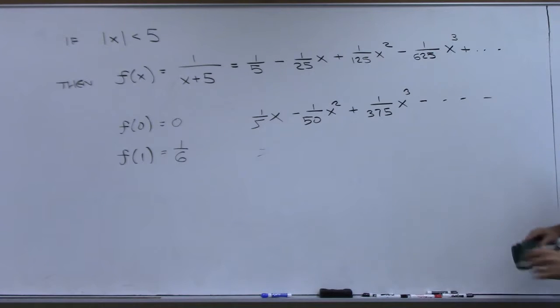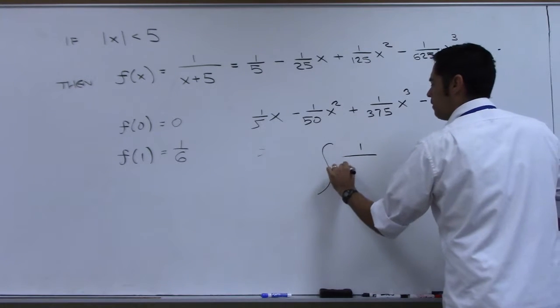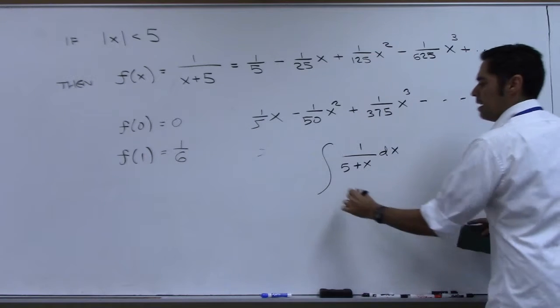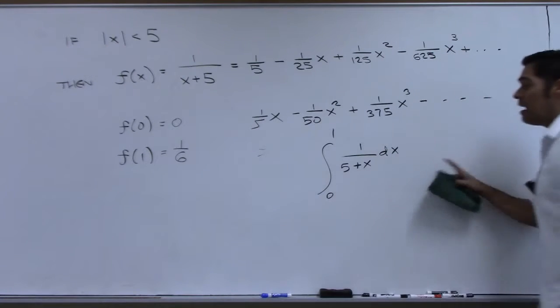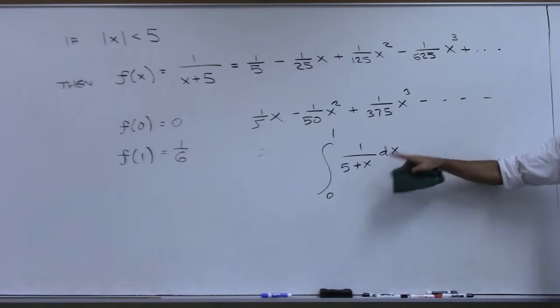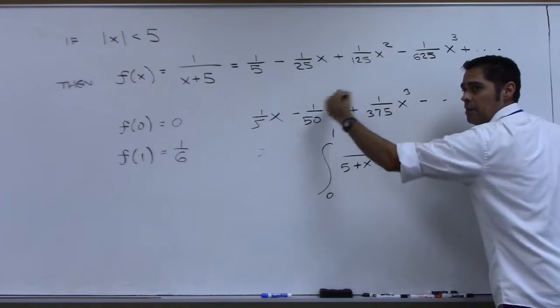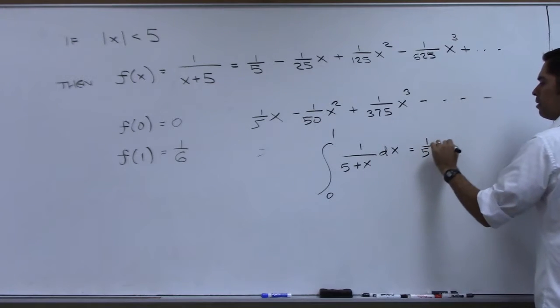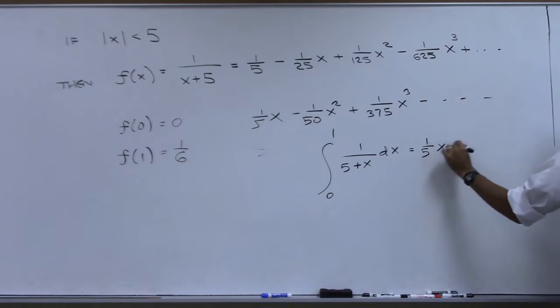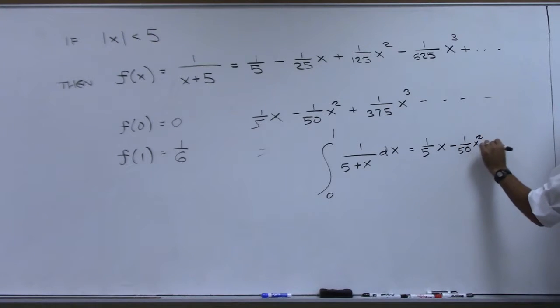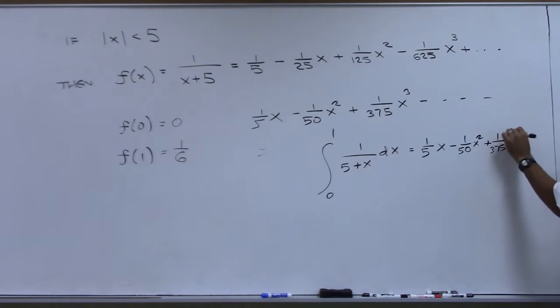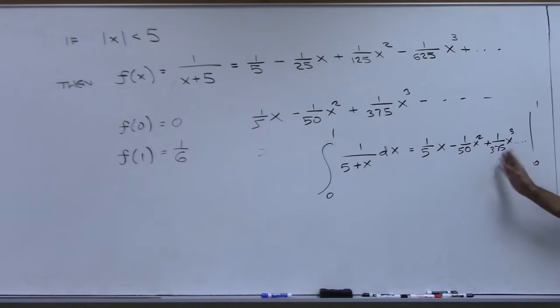So the value of that is, if I'm trying to integrate 1 over 5 plus x from 0 to 1, and I have no idea how to integrate that, what I will do instead is just use the antiderivative. This is the antiderivative, right? 1/5 x minus 1/50th x squared plus 1 over 375 x cubed plus, and I'll evaluate at 0 and 1. If I plug in 1, it's pretty easy to see what happens. It's 1/5 minus 1/50th plus 1 over 375.